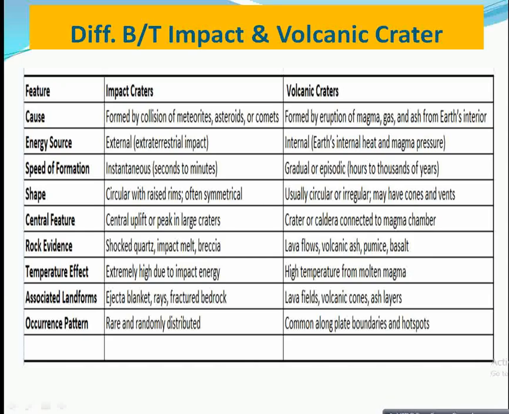Differences between impact craters and volcanic eruptions. Feature, cause. Impact craters are formed by collision of meteorites, asteroids, or comets. Volcanic eruptions and volcanic craters are formed by eruption of magma, gas, and ash from Earth's interior. Energy source: external, extraterrestrial impact. Internal, Earth's internal heat and magma pressure.